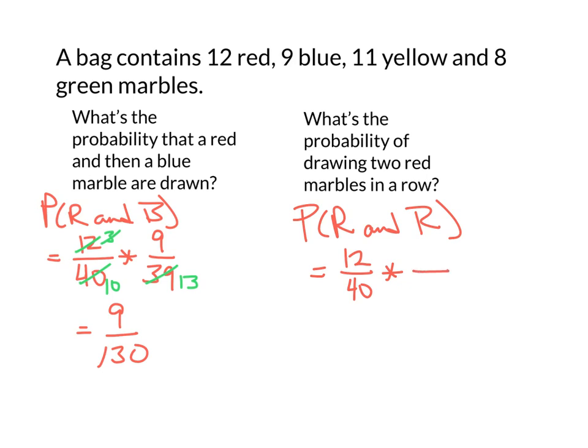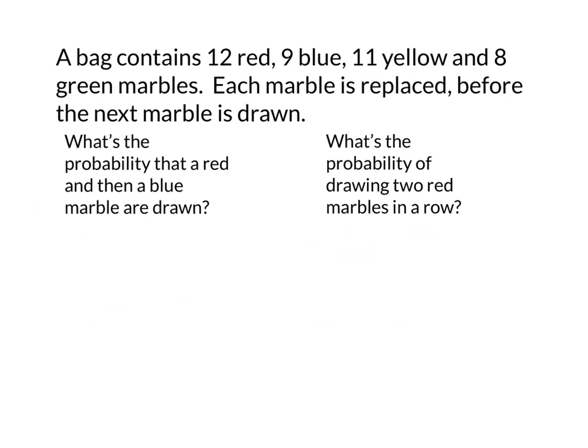Now we're going to multiply by the probability of getting that second red. Since we've taken a red marble out, now there are fewer red marbles in there, as well as fewer marbles in total. So we're going to multiply by 11 over 39. Going through that simplifying process again, 4 goes into each of those. 3 goes in there 13 times. And so we end up with 11 out of 130.